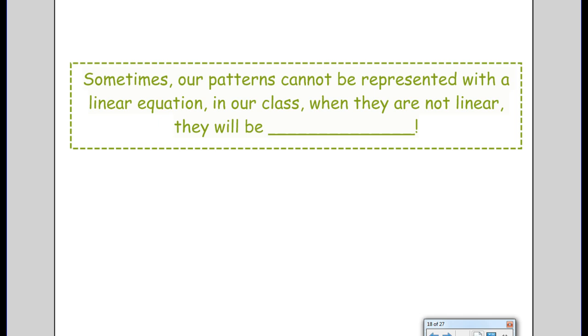Sometimes our patterns are not going to be linear. We're not in Kansas anymore, Toto. Sometimes they are going to be quadratic. Everyone put quadratic. Sometimes they will not be linear. They will be quadratic.